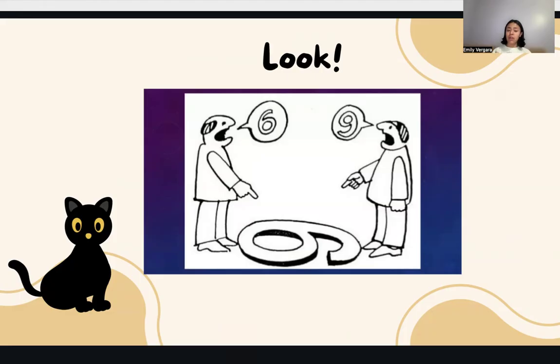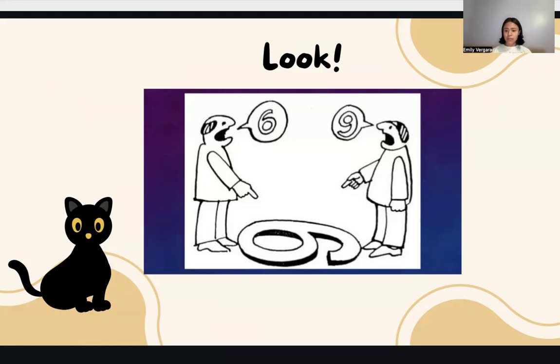And we're going to talk about what we see in this picture. So on the left side, we see a man saying that he sees the number 6. And on the right side, we see a man saying that he sees the number 9. Now they are looking at the exact same thing. They're looking at the exact same shape at the exact same time. The only difference is their perspective. And their perspectives are different because they're standing on different sides. So because this man is standing on one side, he sees a 6, and because the man is standing on the other side, he sees a 9. Their perspectives are different because of where they're standing.